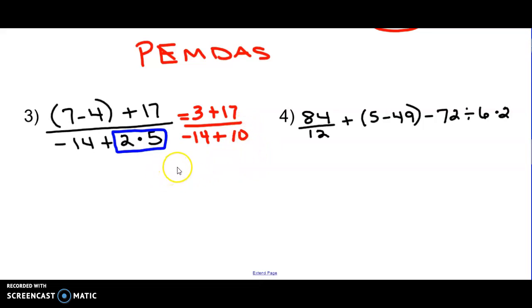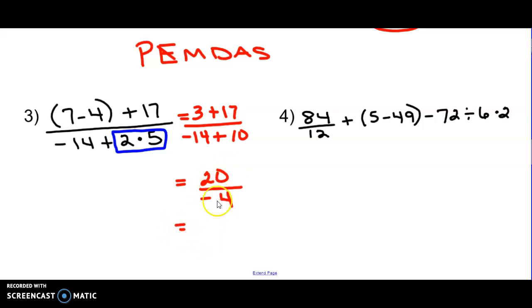Okay. So now we have addition on the top part of our fraction and we have addition on the bottom. So we can just go ahead and simplify that. 3 plus 17 equals 20. And then on the bottom of our fraction, we have negative 14 plus 10, which equals negative 4.